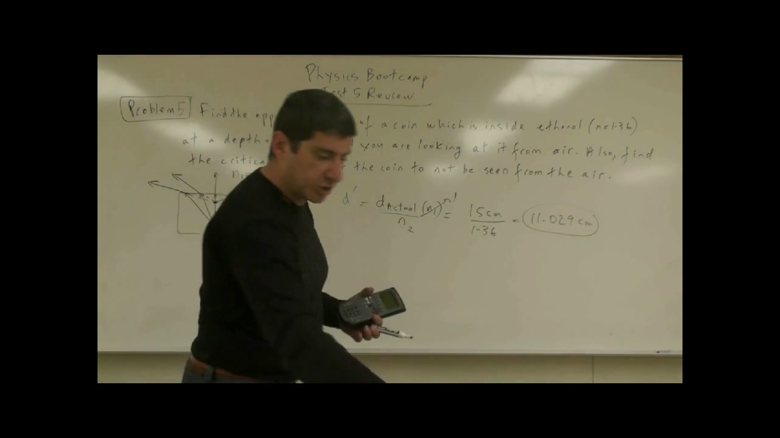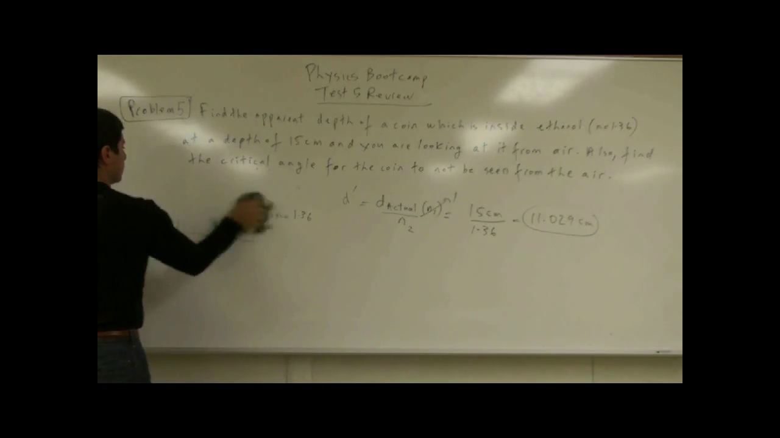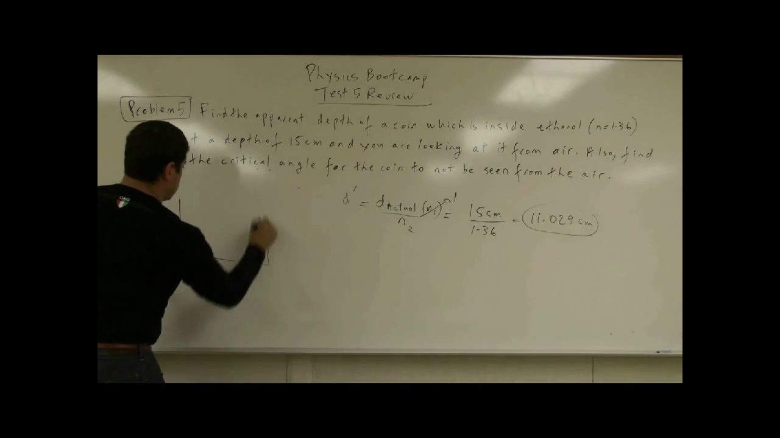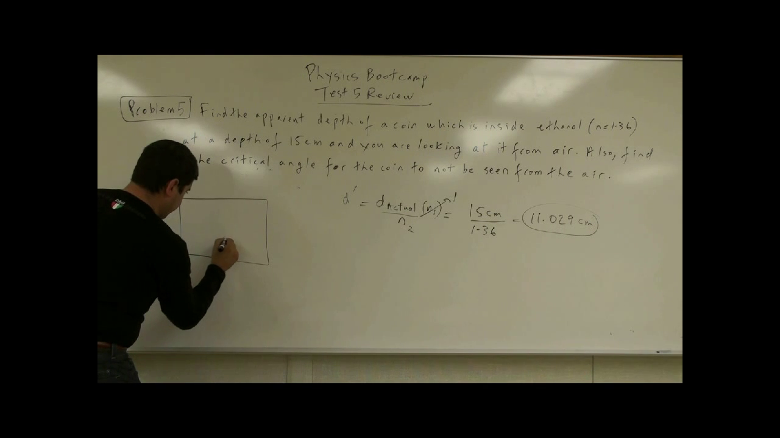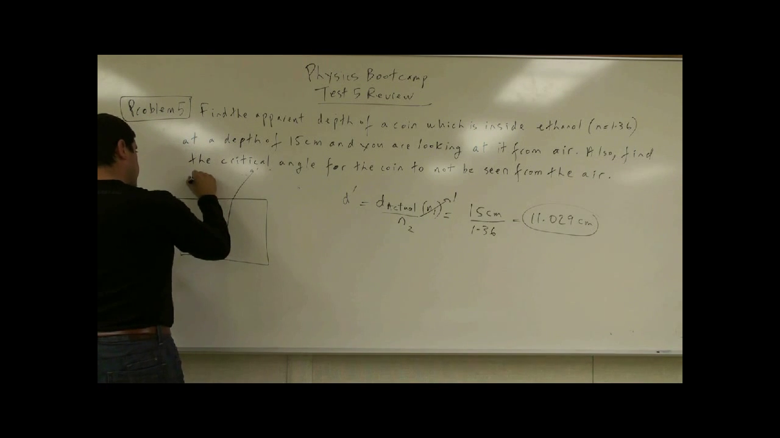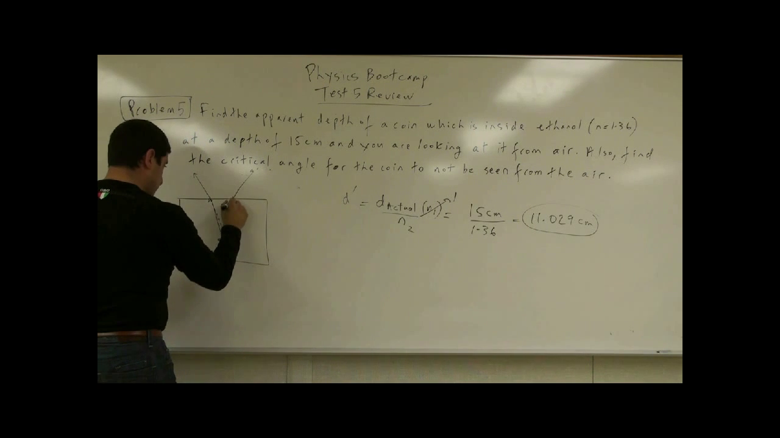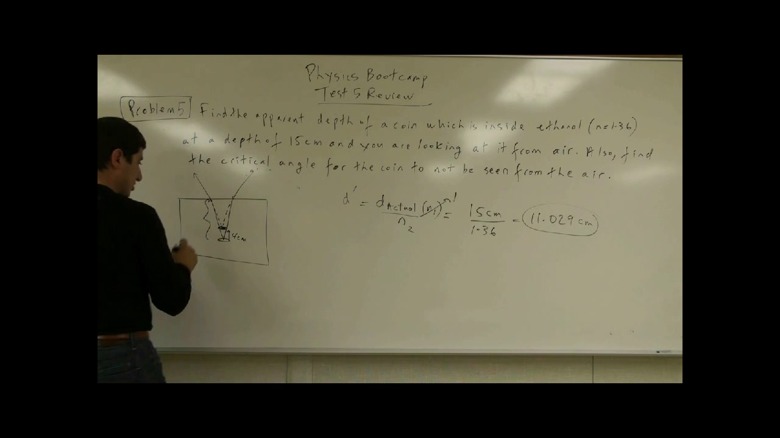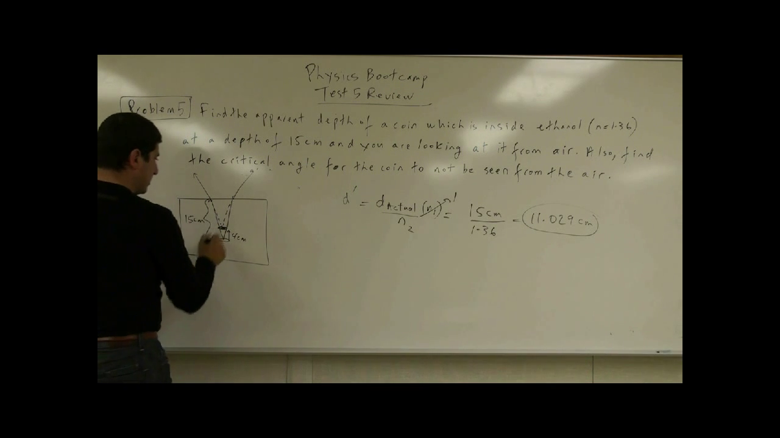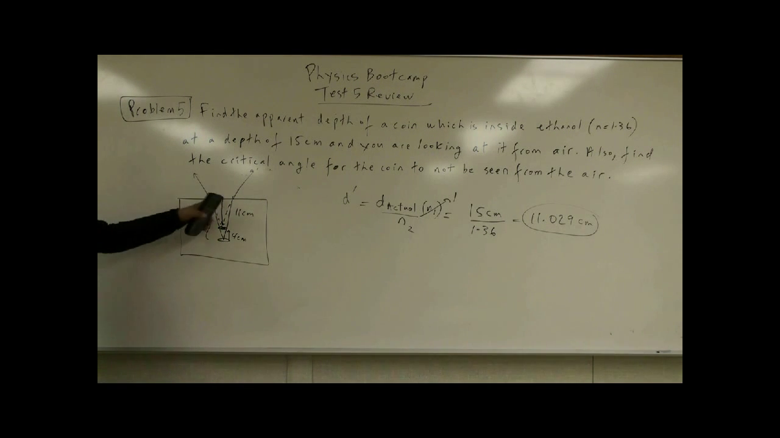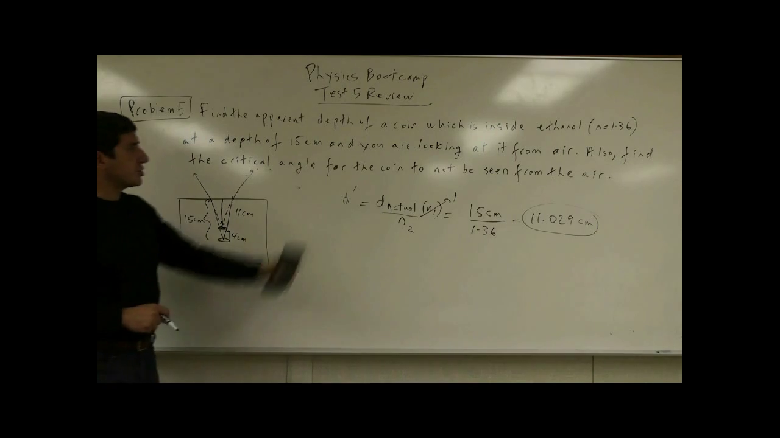So a more realistic picture would look like this: it would be here, 15. You would go here, bend, go here, bend. The coin would appear here. So it goes 4 centimeters up. Its original depth was 15 centimeters, and it looks as if it is 11 centimeters from the surface, right?